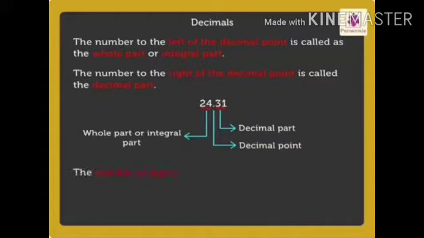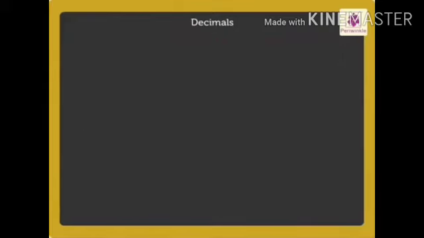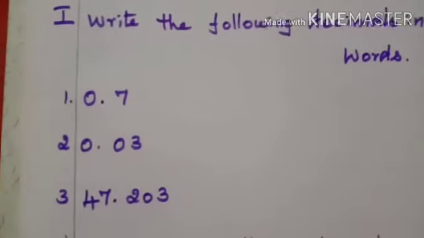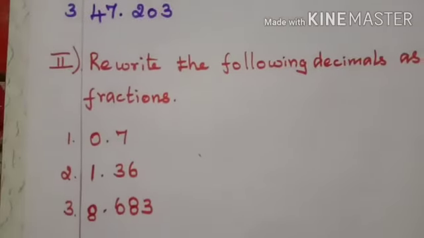The number of digits after the decimal point is called the number of decimal places. There are 2 decimal places in 24.31. Now, let's look at a few examples. Students, do the assignment. We shall discuss the solution in the next video.